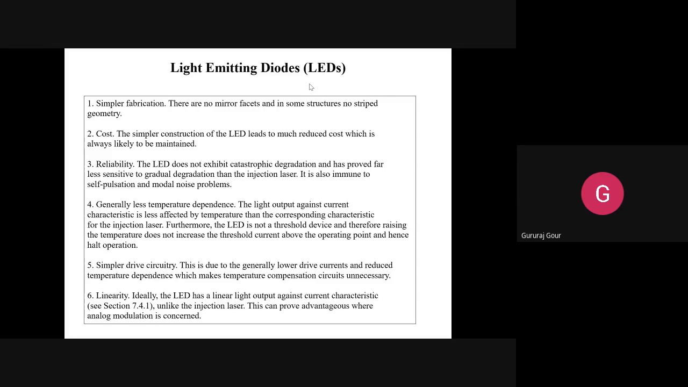When you are manufacturing LEDs, say 10 or 20 or 30 LEDs, there is no sudden fall in the quality of the LEDs. That is what we mean by this. It is accounted for by its simple design compared to that of the laser. Because of this, it is immune to other kinds of problems like self pulsation or modal noise problems. Those we will focus on later. The fourth advantage of the LED is generally less temperature dependence.